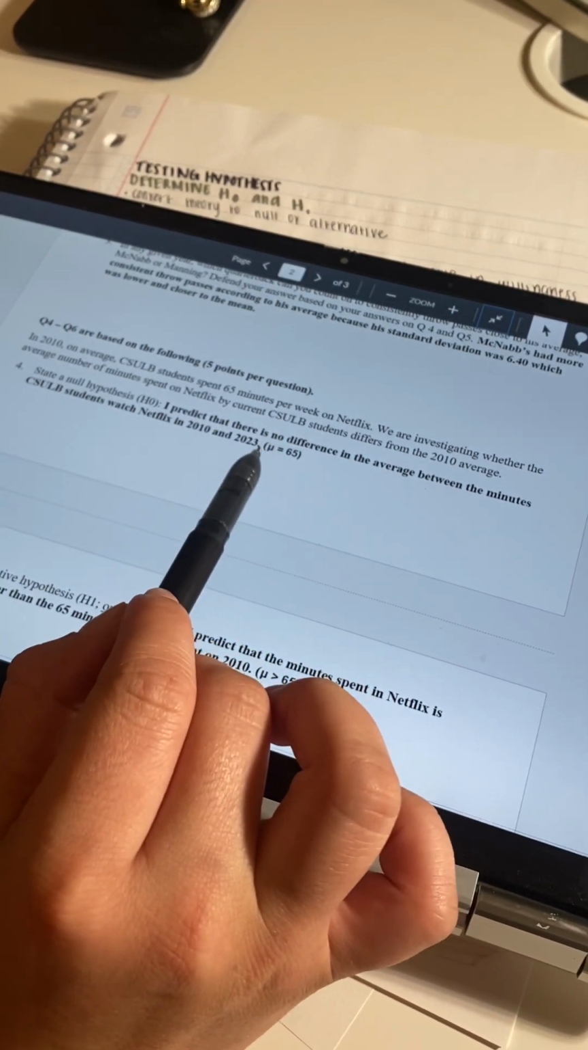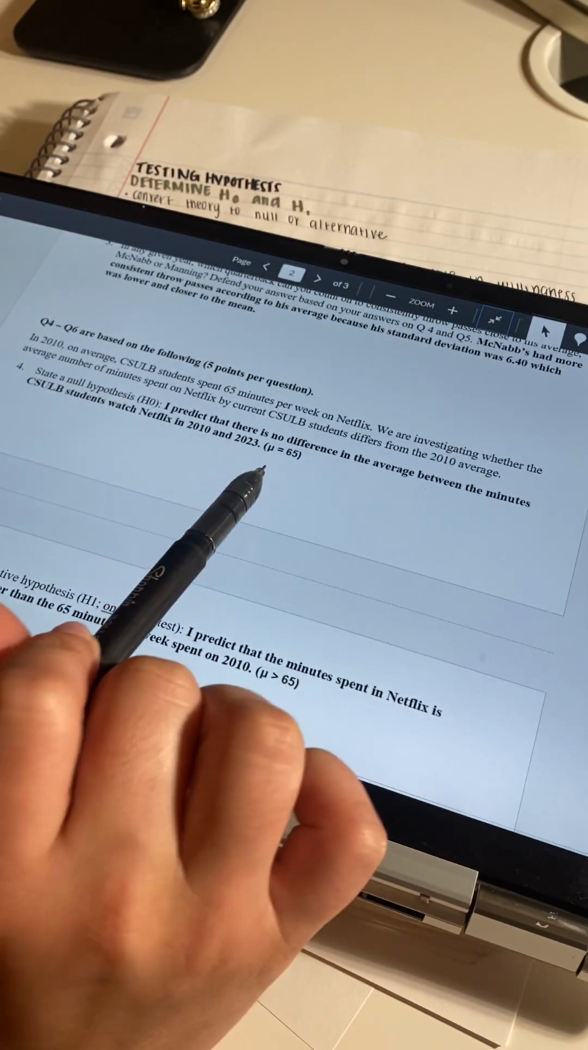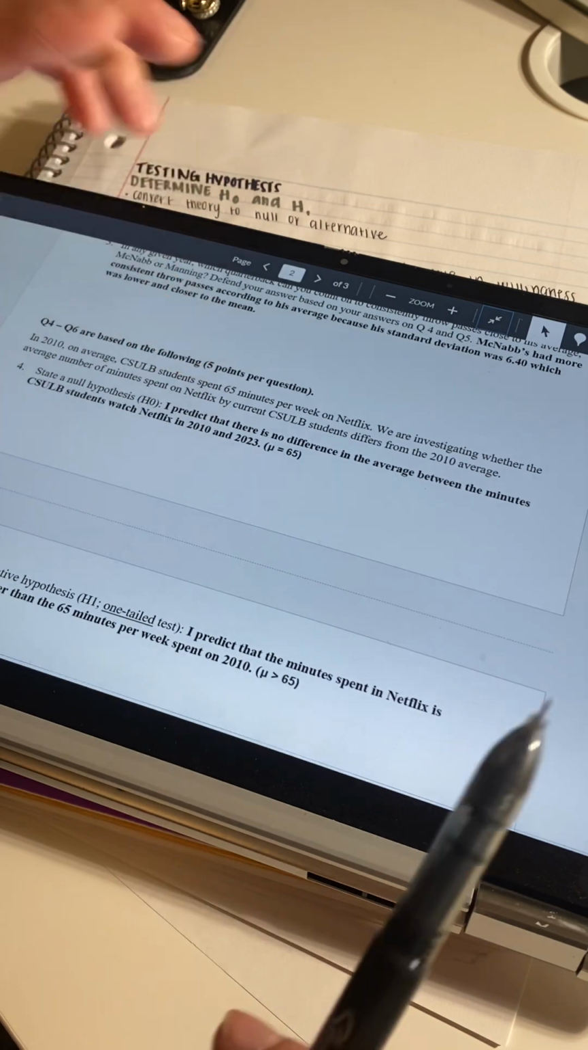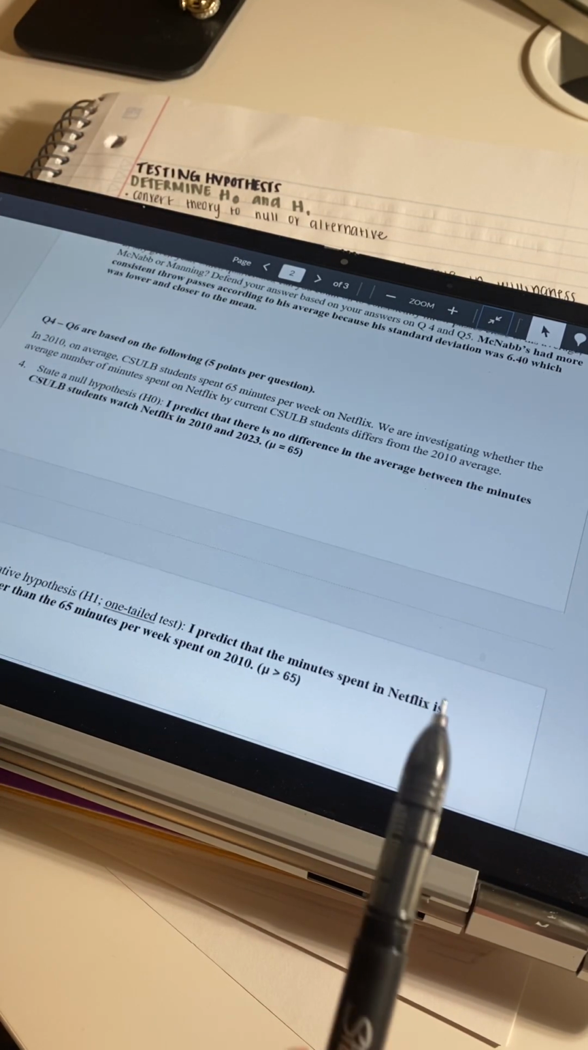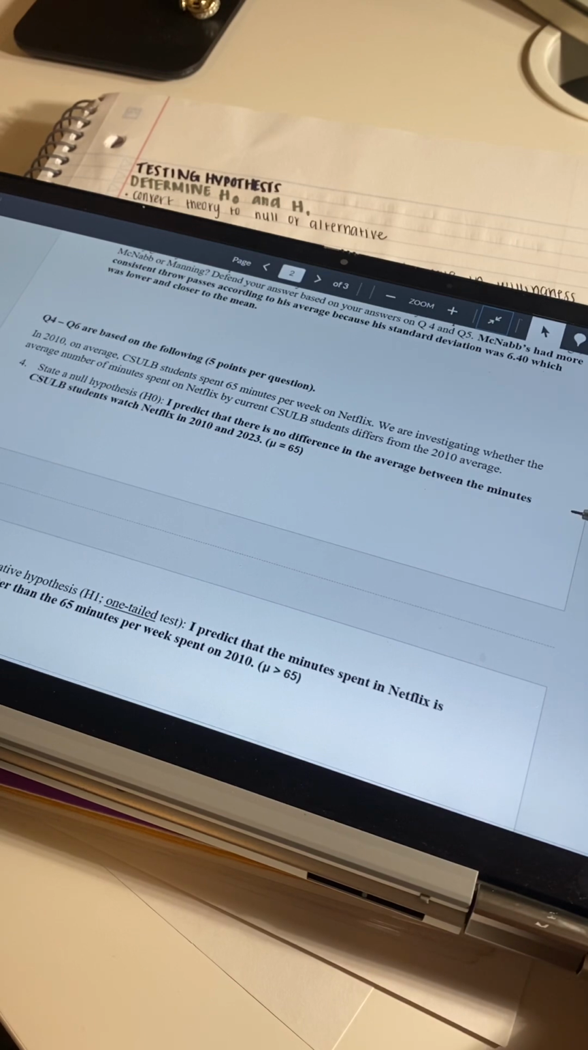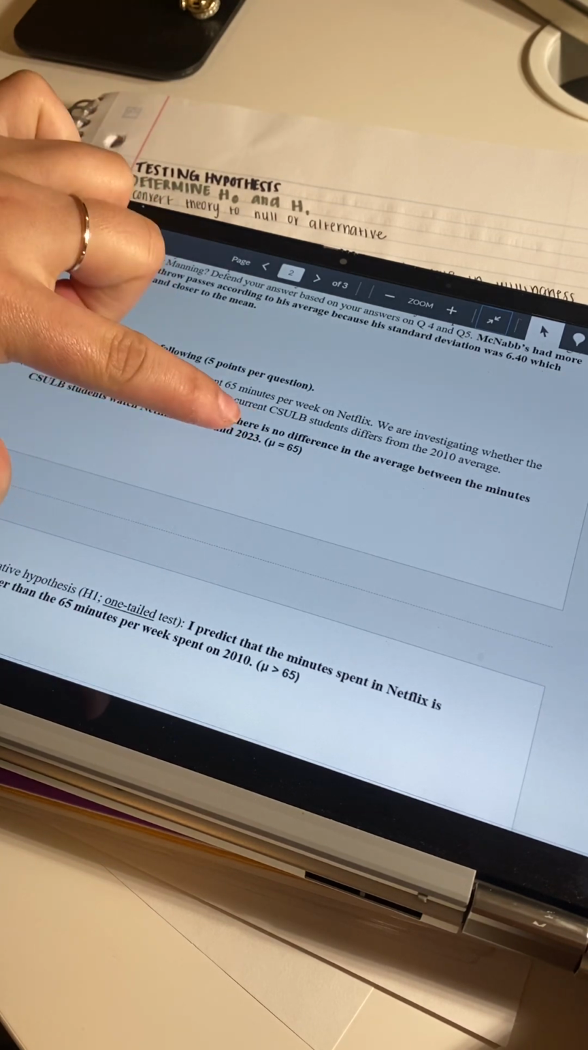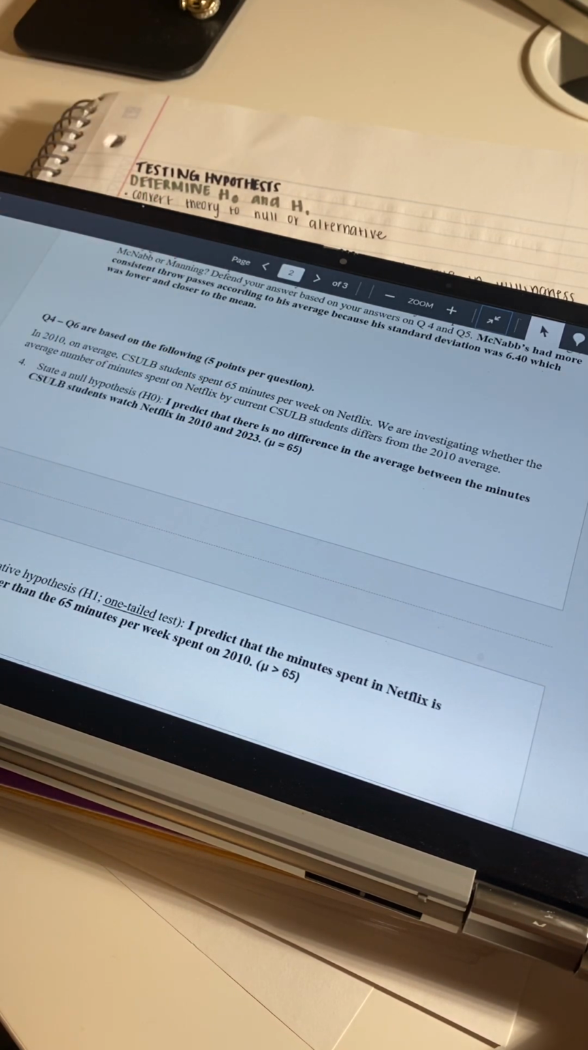And you're gonna do this Greek letter equals 65, which is the minutes that now and the past are equal to, if that makes sense. So pretty much for the null, there's no difference. That's the main thing. So when you make your hypothesis, you can put, I believe that there's no difference. My hypothesis is that there's no difference. And she didn't really want it written like that. I did it just in case.